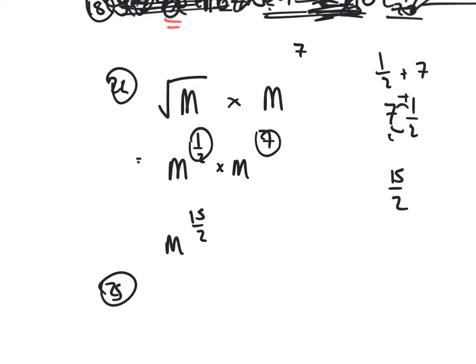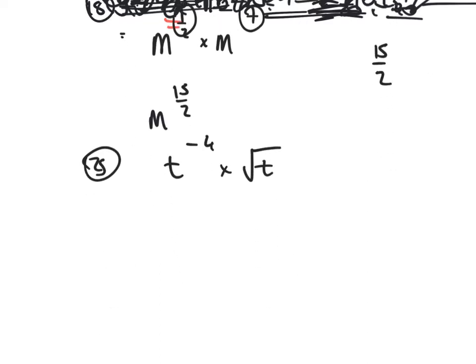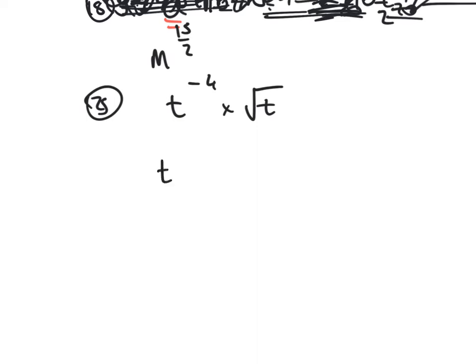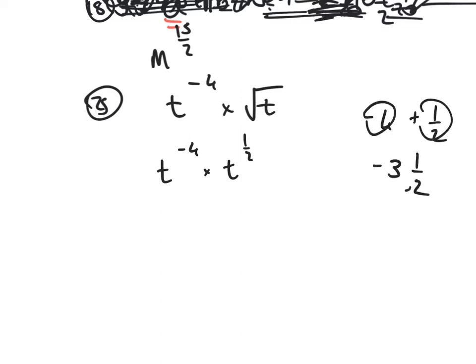Example 25. Let's this time go for t to the minus 4 multiplied by the square root of t. So it's t to the minus 4 multiplied by t to the half. So add the powers, minus 4 plus 1 half. Well, if you've got minus 4 and you add on 1 half, that's minus 3.5, which is minus 7 over 2, t to the minus 7 over 2.